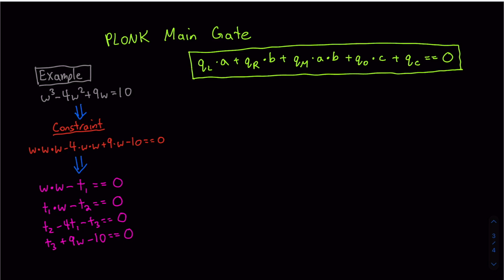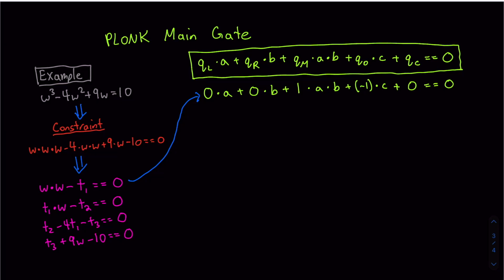For our first constraint, the variables are w and t1. We can now map these to the 3 variable slots in the main gate, A, B, and C. Now what values do the Q's, the selector coefficients, need to take in order to encode this constraint? We see that if qm equals 1 and qo equals -1, and all the other q's are 0, then we end up with 0 times a plus 0 times b plus 1 times a times b plus negative 1 times c plus 0 equals 0, which is exactly our original constraint.